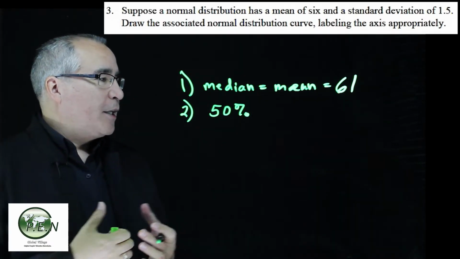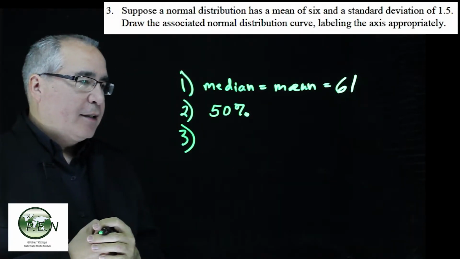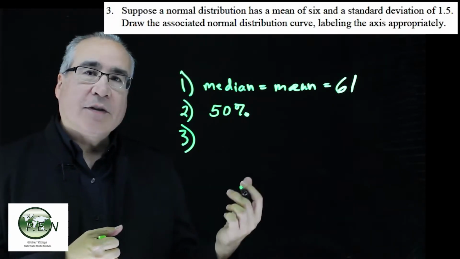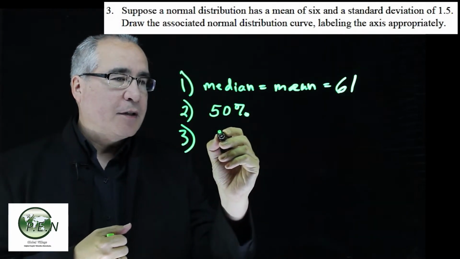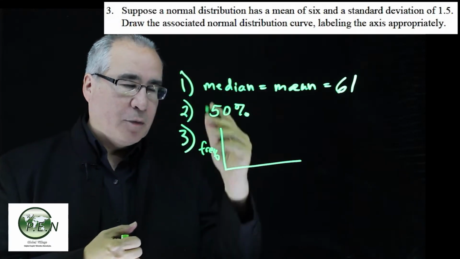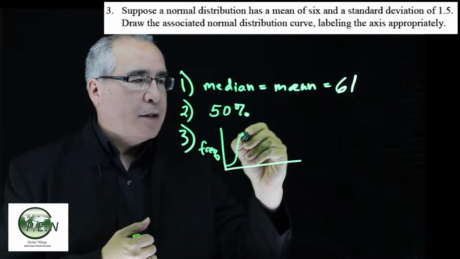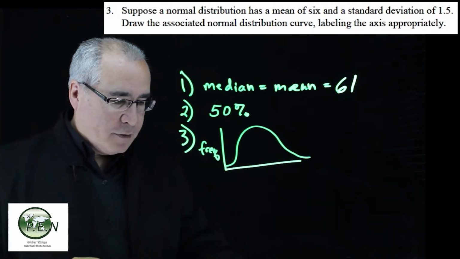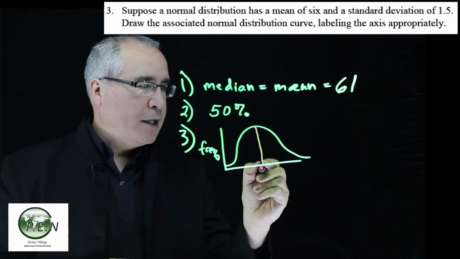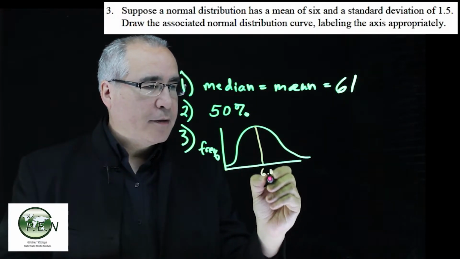Question 3, we're asked to actually draw and label a standard curve with a few characteristics, that the mean is 6 and a standard deviation of 1.5. So let's draw just a little axis here. This is the frequency, and it will be percentages. What we do is we know normal curves are always sort of this bell shape, and then we know the mean is going to be right here in the middle. So we're told the mean is 6. So I'll do that as 6.0.